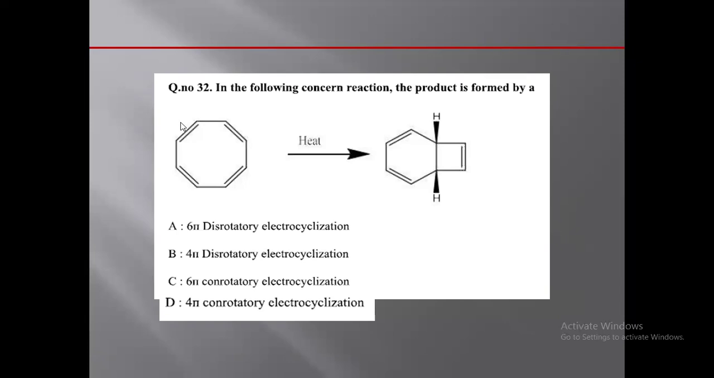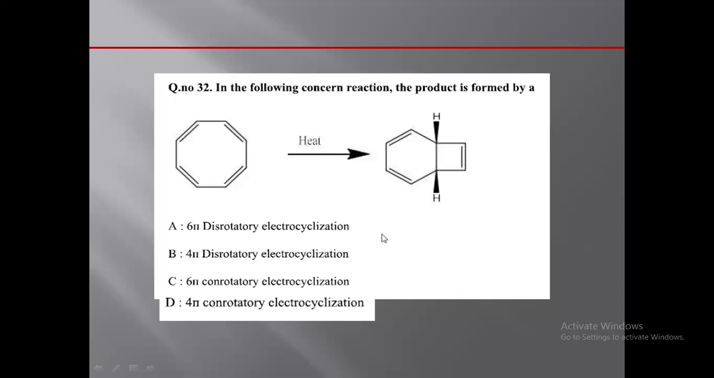For 6 pi electron photochemical, disrotatory, and 6 pi electron for the thermal condition, we can write the conrotatory. But here you can see the starting material and product. In the starting material, how many pi bonds are there? 4 pi bonds are there, and in the product only 3 pi bonds are there. Means only 2 pi bonds are taking part in the reaction. So 2 pi bonds means we can call it 4 pi electron. Yes, 4 pi electron. So option B and D are there.